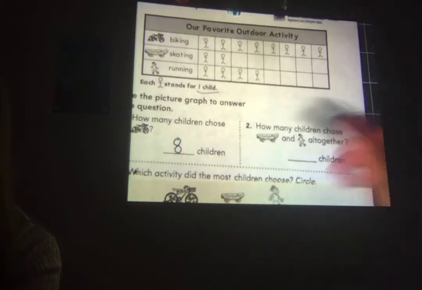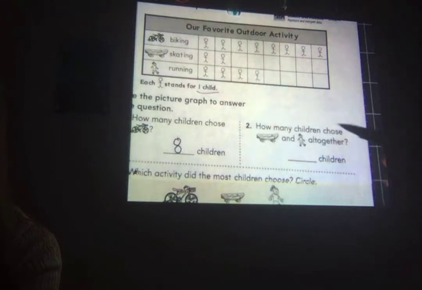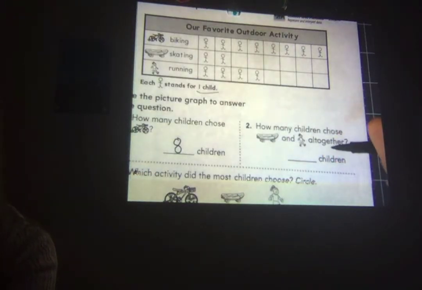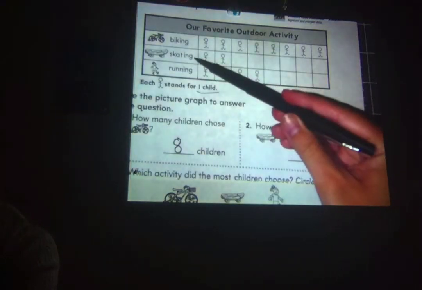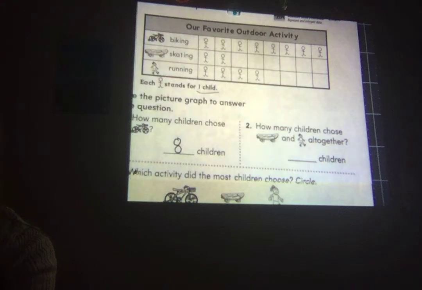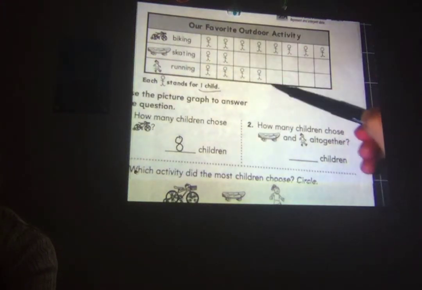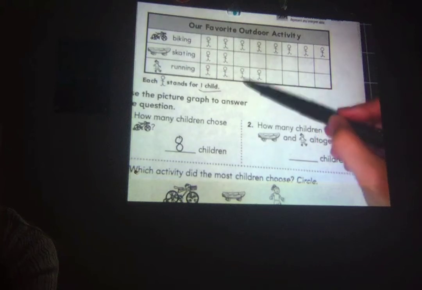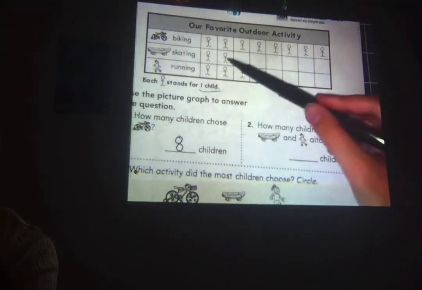Okay, number 2. How many children chose skating and running all together? Oh man, so they want to know how many children chose either skating or running as their favorite activity. So that means that we're going to have to see how many kids chose running and how many chose skating together.